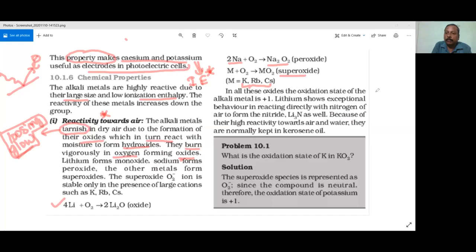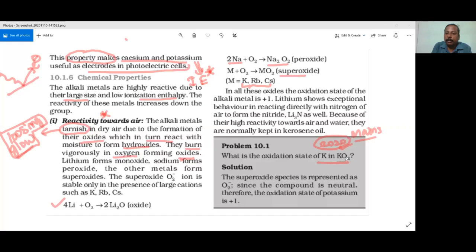Okay, I will take this opportunity to explain the oxide, peroxide and superoxide, because this is the 2020 January Mains question. People think that the question will not be from the NCERT. This is a live example. You can go and check.